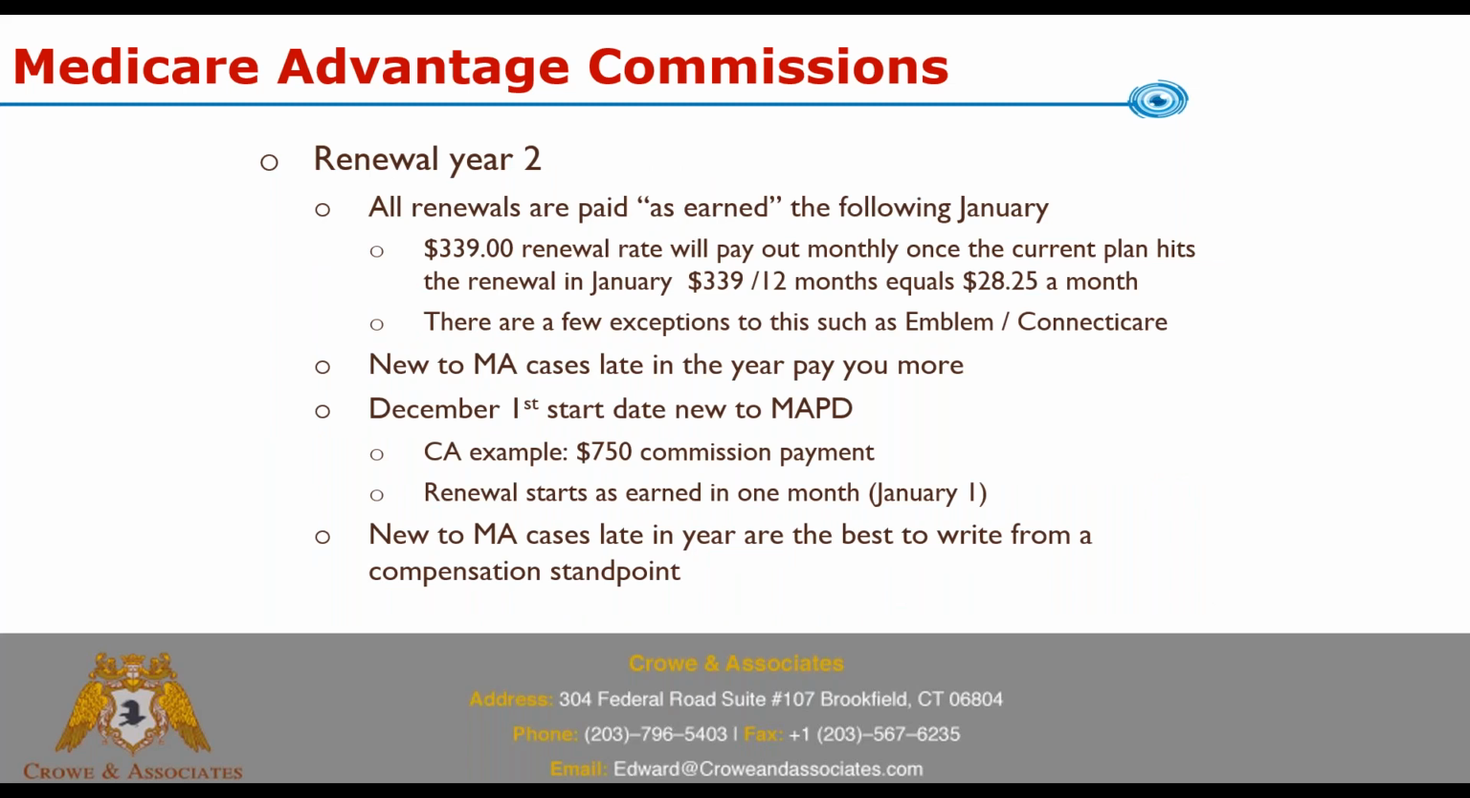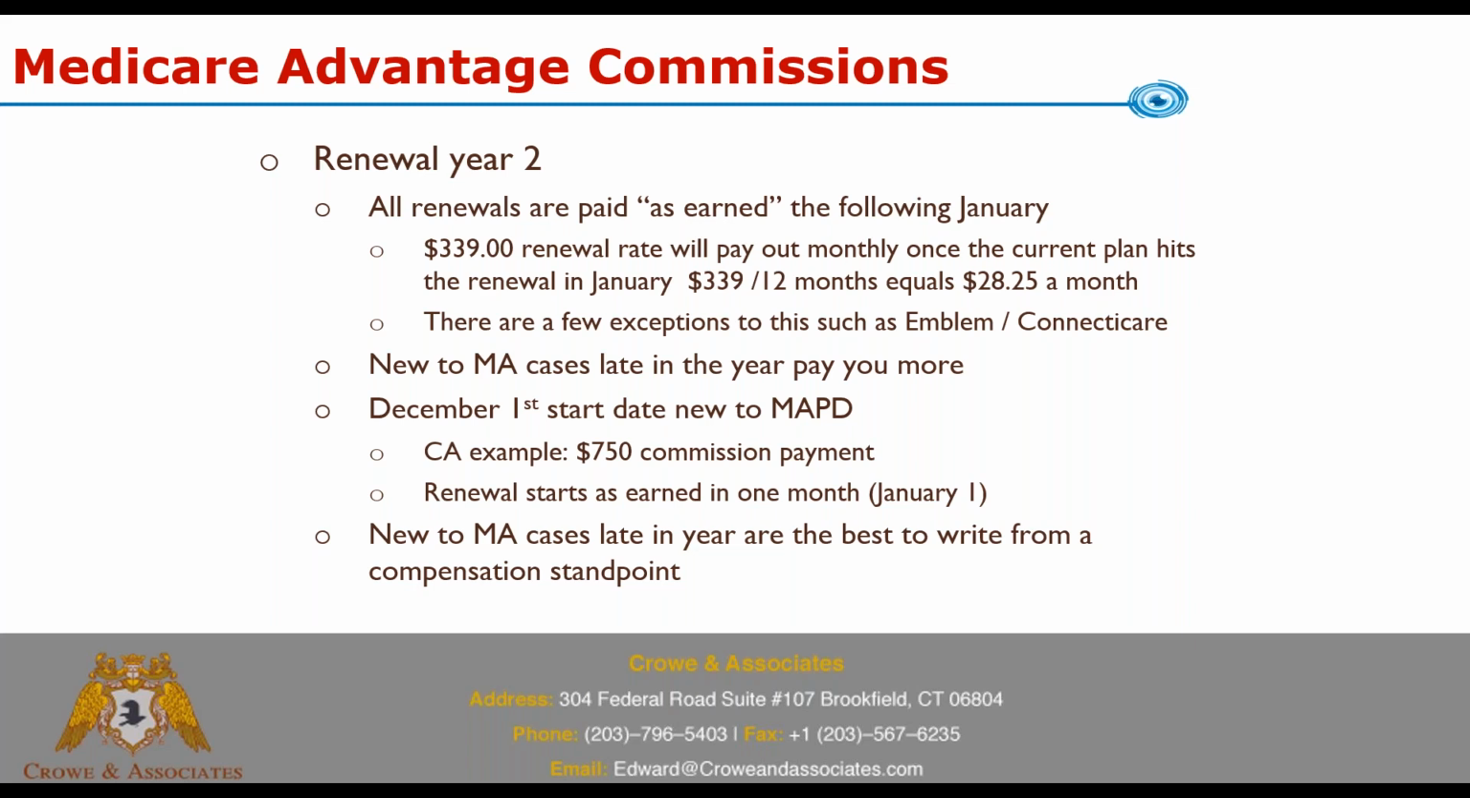Renewals are paid as earned with almost every carrier. So, if you got a $339 renewal, once the renewal hits in January, you're going to start getting paid monthly as earned. So you're going to get monthly payments on your renewals for each case. There are some exceptions to this. Emblem Connecticut is a good exception to that. They advance the renewals, so you won't get as earned with them. You'll get an advance when your renewals pay.